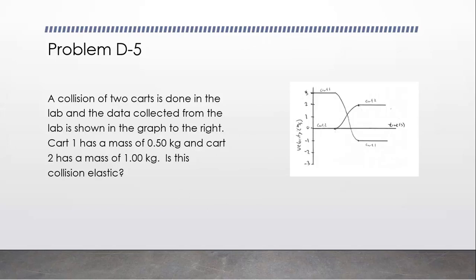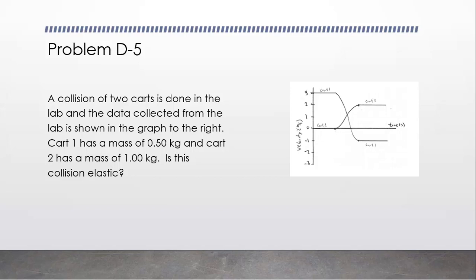Here I have the collision of two carts done in a lab, and the data is collected from the lab, and the graph is shown to the right. Cart 1 has a mass of 0.5 kilograms, cart 2 has a mass of 1 kilogram, and what I want to know is, is the collision elastic? Now some of you may be familiar with this particular diagram, depending upon when you took physics and what version of the momentum exam you got. You maybe or maybe not saw this diagram. This is one that I've used before on exams in my regular physics class.